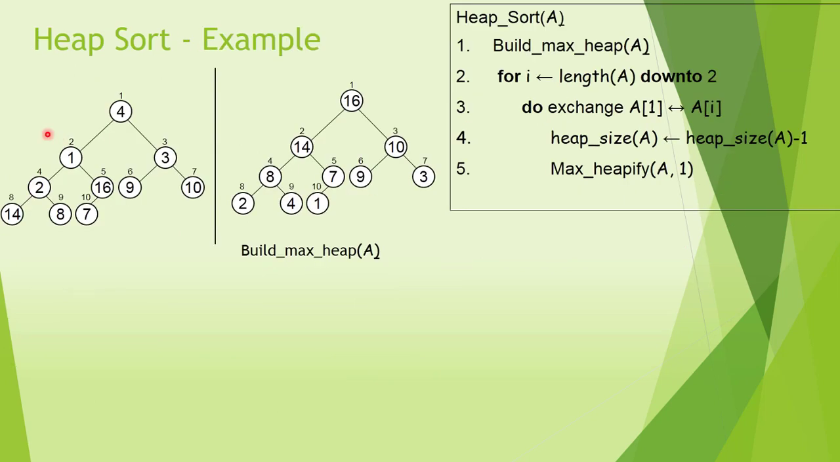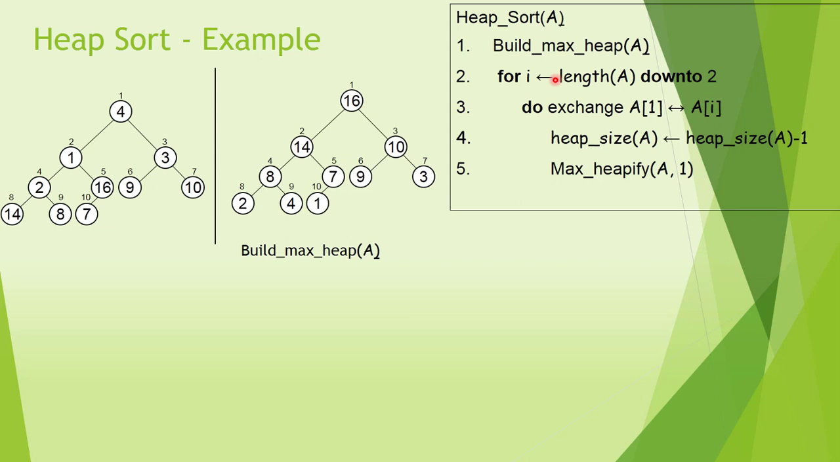So this is our input array. This array is of no order. The first element is 4, the second element is 1, then 3. It is in an unordered manner. I am going to apply build max heap of A. The same example you already discussed in build max heap. So after applying build max heap, we will get an arrangement like this. This is actually a max heap.